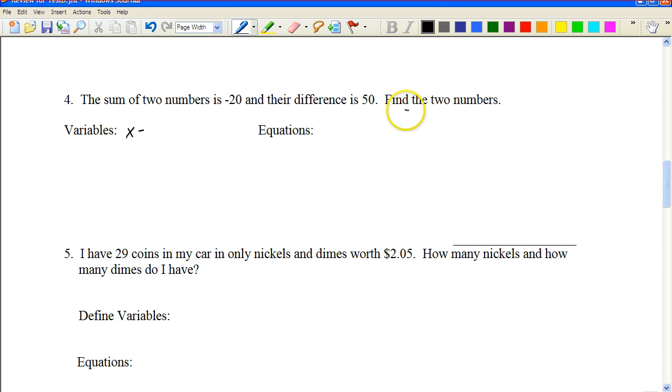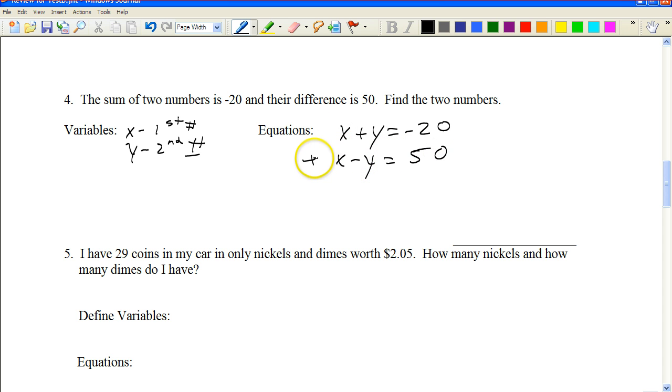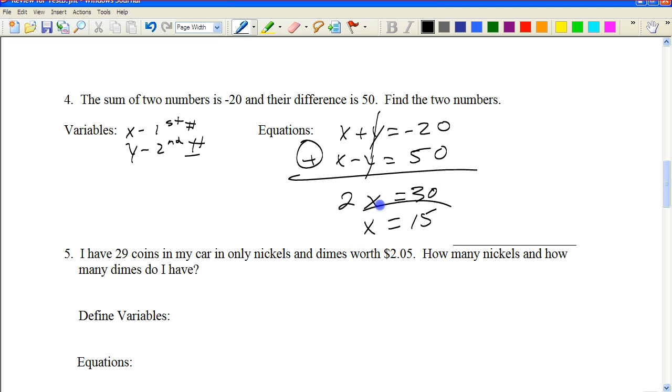So we're going to say, find the two numbers. That's the purpose. So we're going to say x is the first number, y is the second number. Sum of two numbers is negative 20. So we add them together, guys, and we get negative 20. Their difference is 50. We subtract them, we get 50 now. So we're going to turn around and add those two. That dies. And then 2x equals 30. x equals 15. That's the first number.